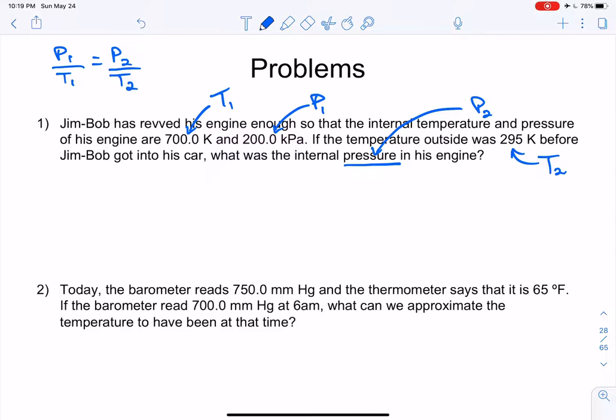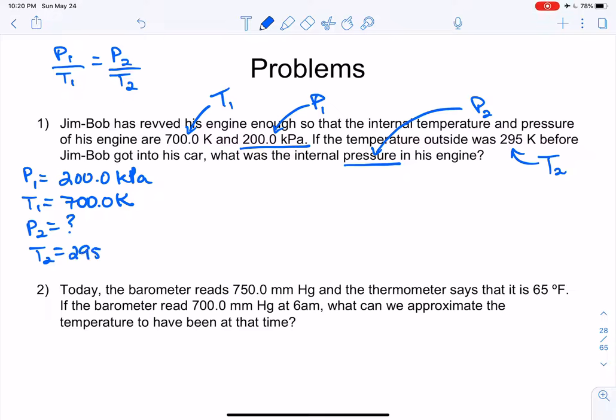And then we're going to list our variables so we can keep our thoughts organized. P1 is 200 Kelvin. Sorry, not Kelvin, kilopascal. And T1 is 700 Kelvin. P2, what's that? We don't know. That's what we're looking for. And T2 is 295 Kelvin.